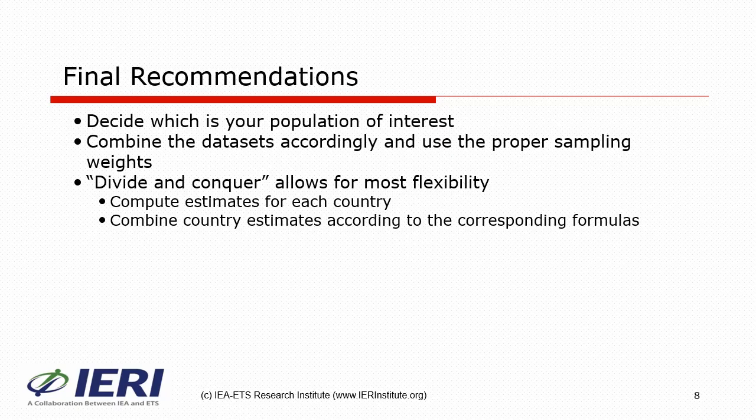Some final recommendations in terms of combining country data. First, decide which is your population of interest. Is it going to be an average adult or an average country? Combine the data sets accordingly and use the proper sampling weights. And then divide and conquer, which allows for the most flexibility. By this, we mean compute estimates for each country and combine the country estimates according to the corresponding formulas, which we will show you next.